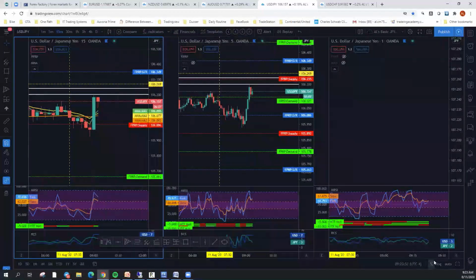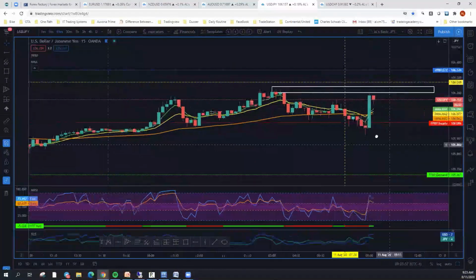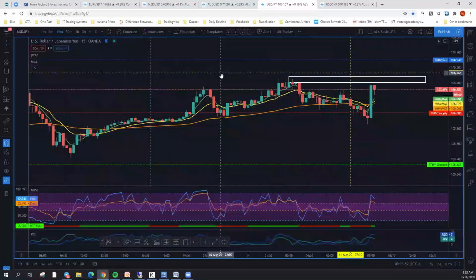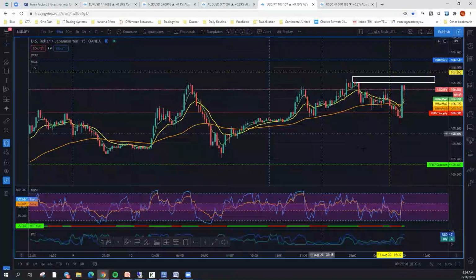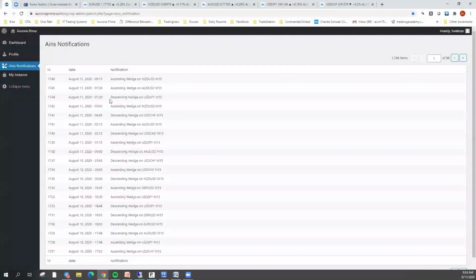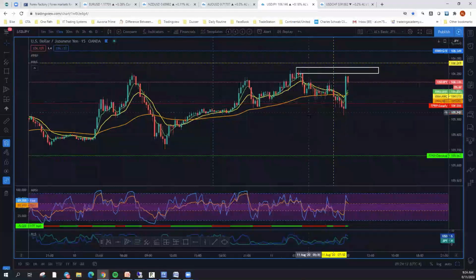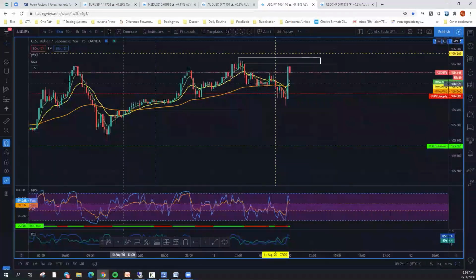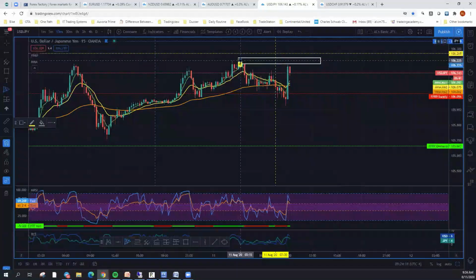Redraw the wedge here. So we're on the 15-minute chart. I believe it was a descending wedge. Let me double check that I got that. The Aussie Yen descending at 7:30 with the US yen. And so we have our wedge. We're going to draw from descending. So we're going to start here at the top.